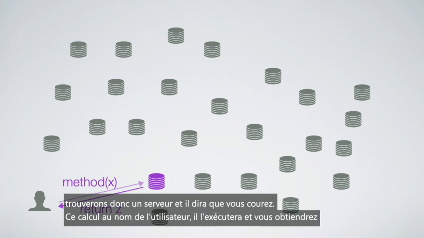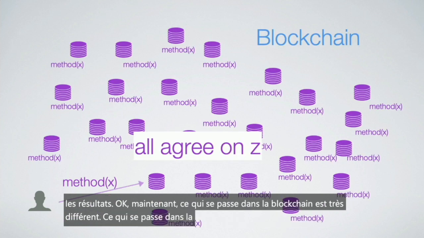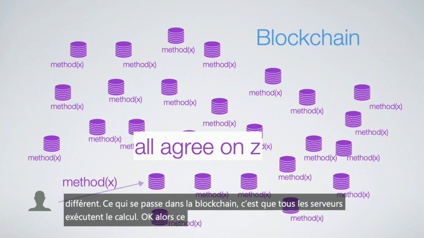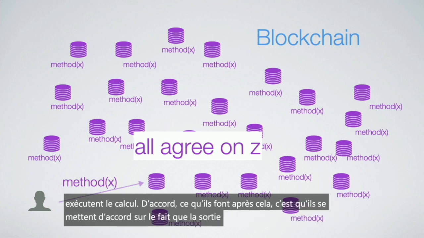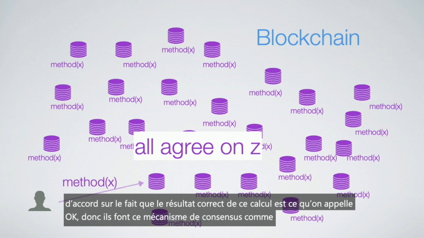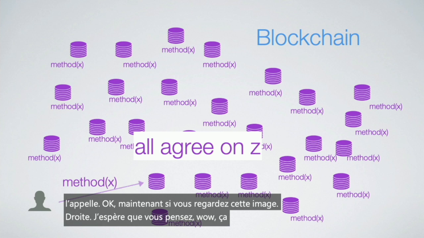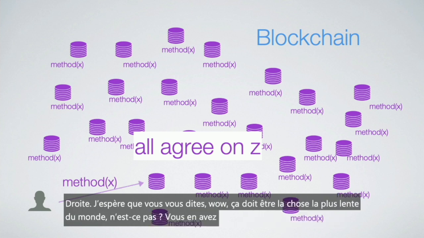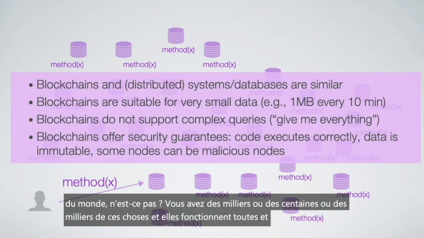Okay? Now, what happens in blockchain is very different. What happens in blockchain is that all the servers run the computation. Okay? Then what they do after that is they come to an agreement that the correct output of this computation is whatever it is. We'll call it Z. Okay, so they do this consensus mechanism, as it's called. Okay, now if you look at this picture, I hope you think, wow, this has got to be the slowest thing in the world, right? You have hundreds or thousands of these things, and they're all running, and it's true. It's a terrible, terrible system in terms of performance.